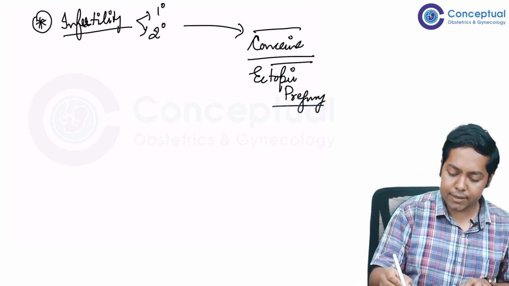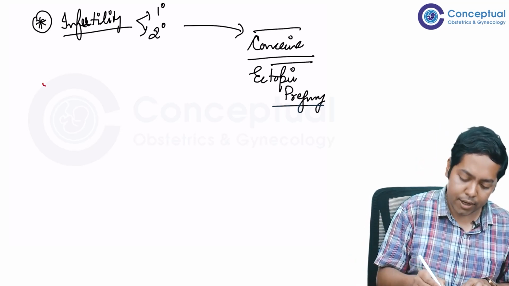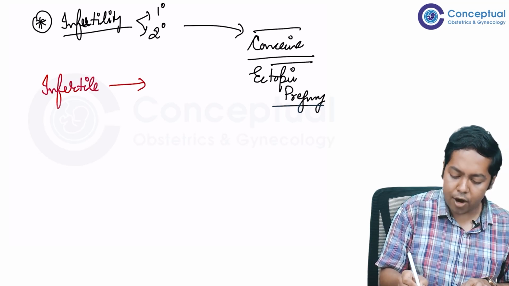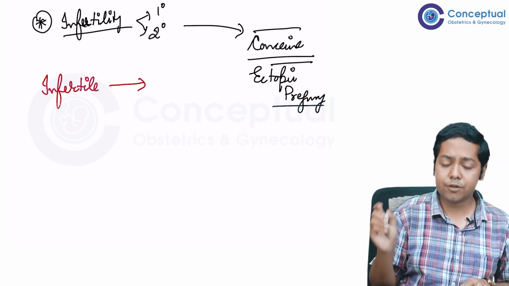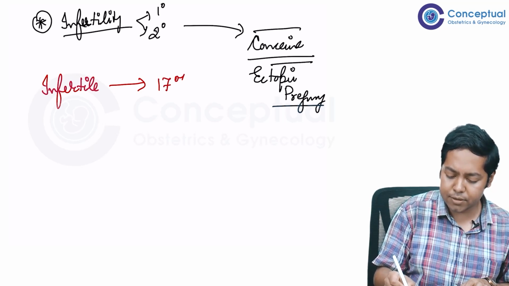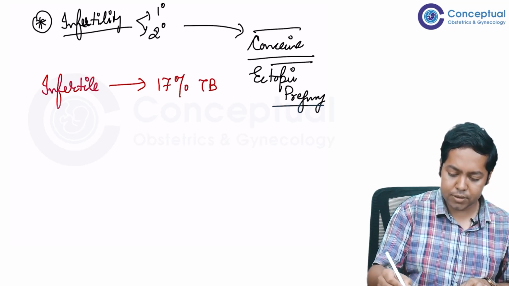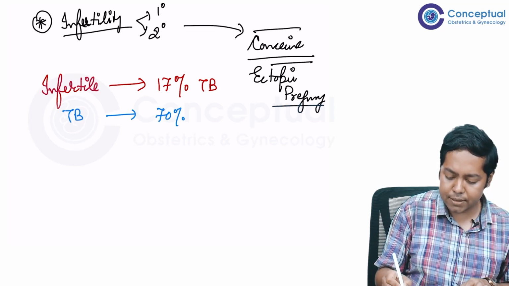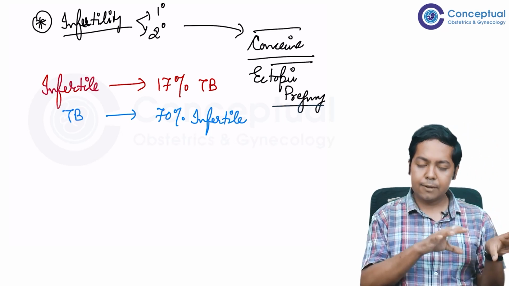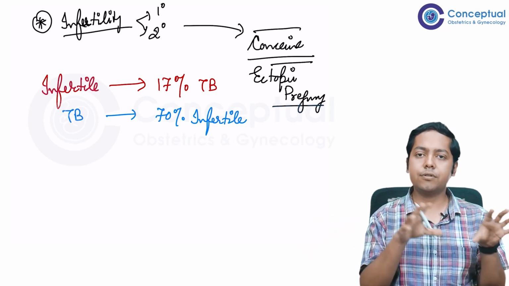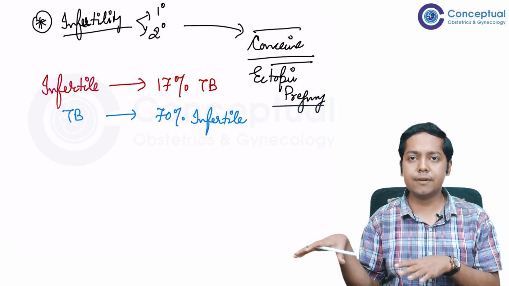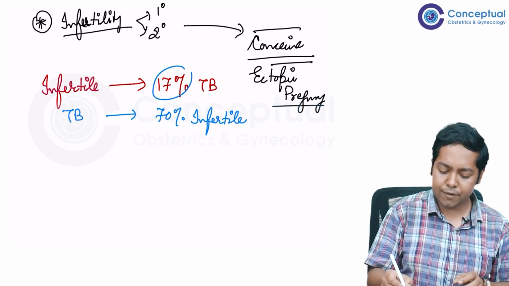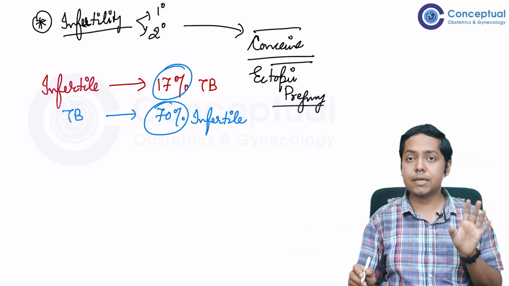It is very important at this moment that I tell you two figures. Okay. Out of the infertile patients, what percentage of the patients in India have tuberculosis? Remember, 17% of the patients have tuberculosis. Whereas out of the tuberculosis patients, 70% are infertile. So out of the infertile patients, 17% have tuberculosis. Out of the tuberculosis patients, 70% are infertile. So 17 and 70 are the figures that you ought to remember, because it comes in MCQs.